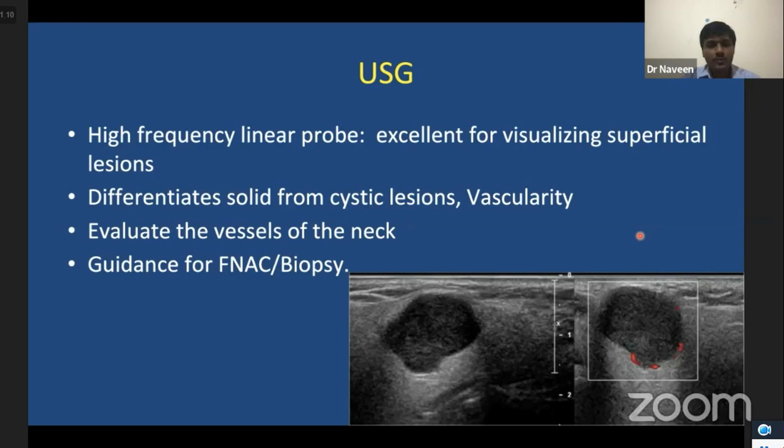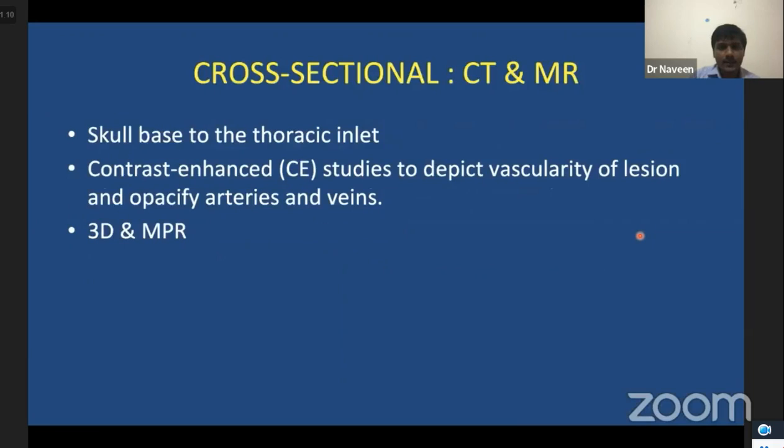USG also helps to know the morphological characteristics of the lesions, such as solid or cystic lesions, and on Doppler we can see the vascularity. It also helps in evaluation of the vessels of the neck by carotid Doppler. Ultrasound is also used for guiding biopsies and FNACs.